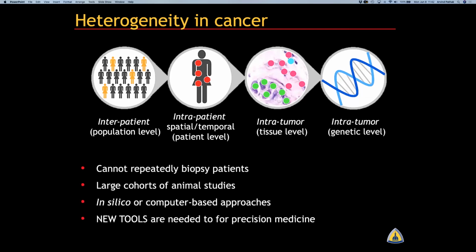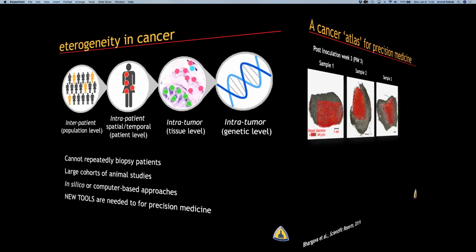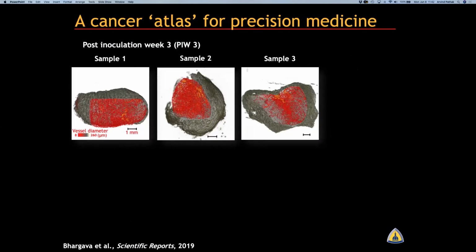Since we can't repeatedly biopsy patients because they're very sick and it's an invasive procedure, and it's also prohibitive to do large cohorts of animal studies, we often turn to computer-based approaches where we can develop new tools to interrogate and develop computer models that allow us to get a handle on this heterogeneity. You saw this gorgeous talk earlier on how computer models are used to look at cardiac arrhythmias. We do something similar.